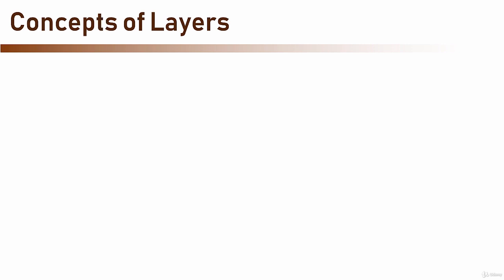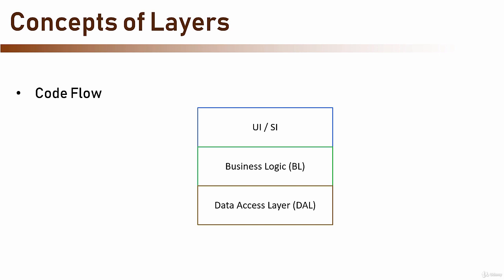In order to develop a good layered architecture, there are some concepts that must be followed. 1. Code flow, which means a layer can call only a layer that is directly beneath it in the code. What this means is that, for example, the code in the SI layer can call only code in the BL layer, never code in the DAL layer. In addition, code can never call code in a layer above it. For example, the DAL code will never call code in the BL layer.